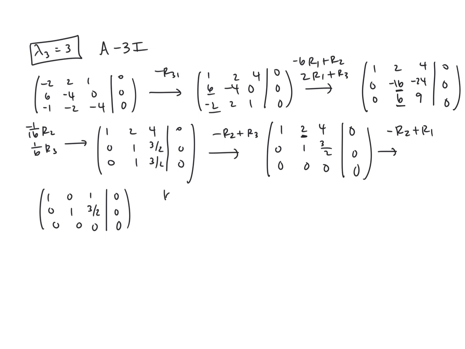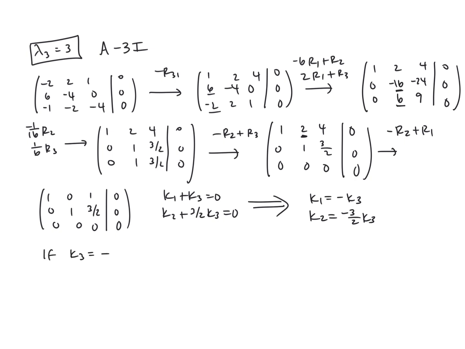So what this gives me then is k1 add k3 is equal to 0, and k2 add 3 over 2 k3 is equal to 0. So I get k1 is equal to negative k3, and I get k2 is negative 3 over 2 times k3. And I can choose whatever I want for k3. If I let k3 be negative 2, then my eigenvector will become 2, 3, negative 2.